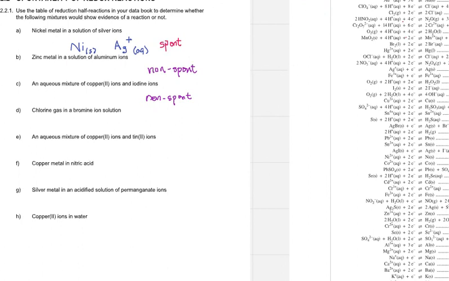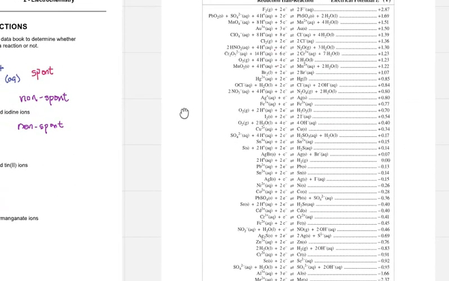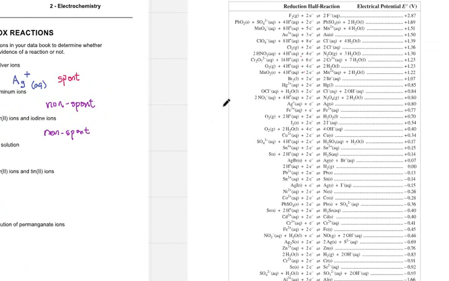All right, D, chlorine gas in a bromine ion solution. Over to the table. Chlorine gas and bromine ions. I'm also going to start finding things a little faster here because you don't have to watch me scanning the table all day. Chlorine gas right there. Bromine ions.